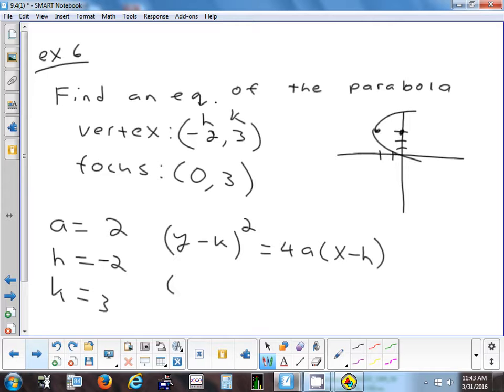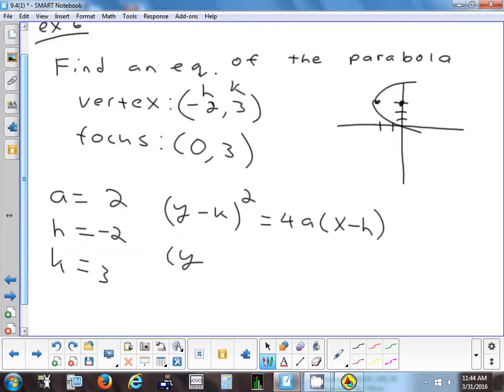All right, so it's going to be y minus what? 3 squared equals, yep, plug in the 2 for A, 8, and then be careful with this part. I would like you on a final answer to simplify into that. It's x minus minus 2.